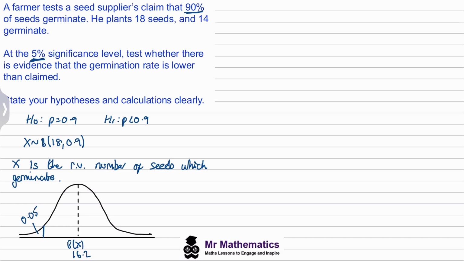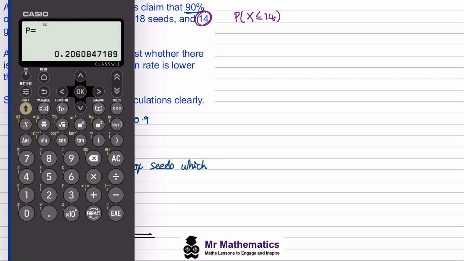So what we need to find is the probability of X being less than or equal to the 14 which do germinate, and then to see whether that falls to the left or to the right of the critical value. So if we go back to our calculators, we'll clear this. We'll say X is 14.